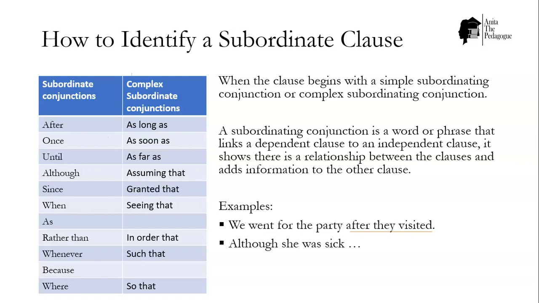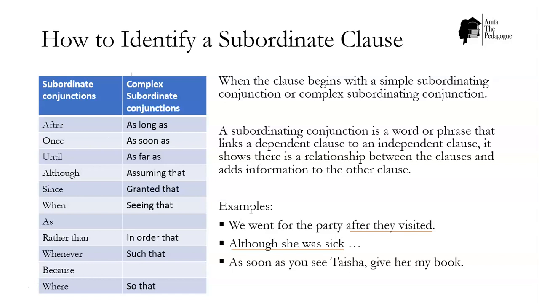Now we know that this clause begins with although, and although is a subordinating conjunction. So although she was sick is a subordinate clause. Our next example: As soon as you see Taisha, give her my book. Here as well, we have two clauses. How do we identify our subordinate clause?